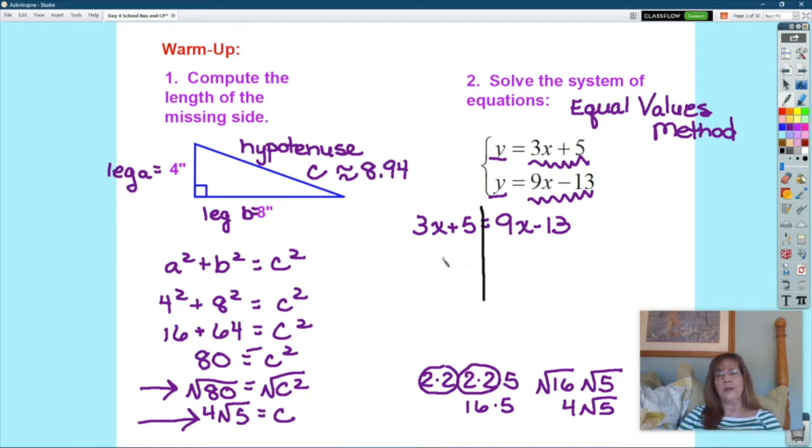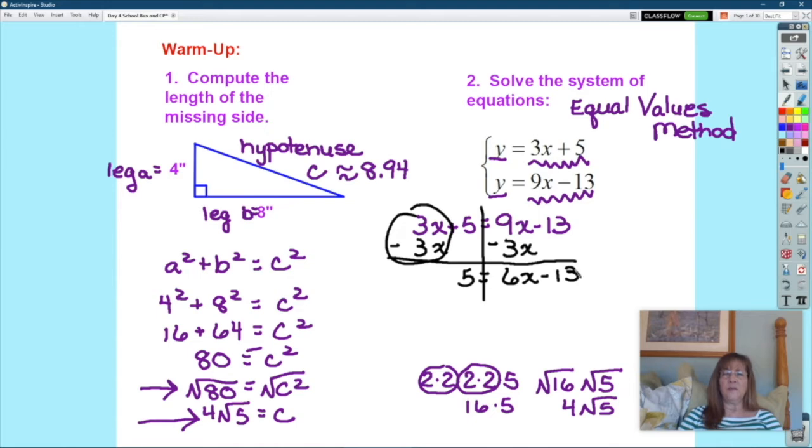I'm going to start by making sure that my variable terms are on the same side. This is smaller, so I'm going to choose to subtract this one. Remember, I'm subtracting because this is a positive and I need to put a negative. I'm making a 0 pair. And when I do this, this is 0. So we're left with 5 on the left and then 6x minus 13 on the right.